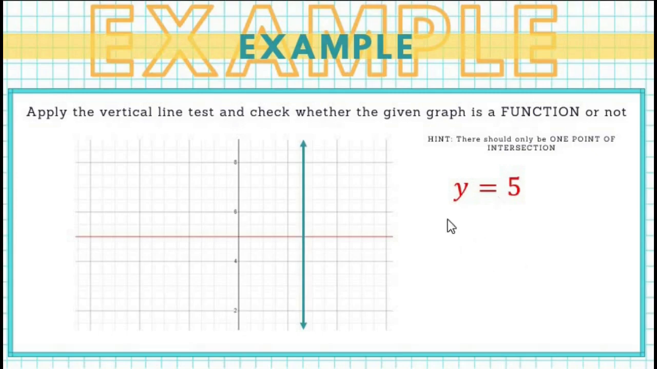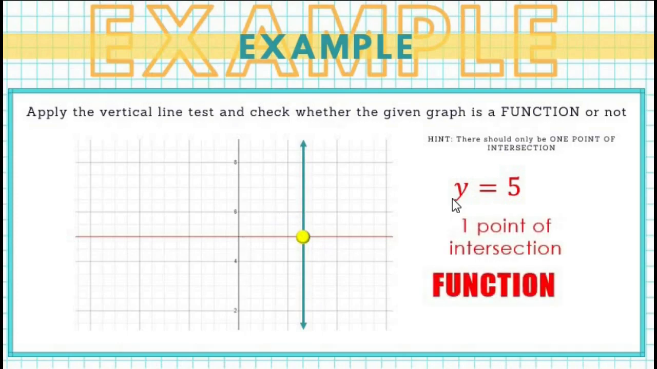So the graph of y equals 5 is the horizontal red line here, and my vertical test line is this vertical blue line. And if you notice, there's only one point of intersection. Hence, we can say that y equals 5, or this given graph, represents a function because there is only one point of intersection. So that is how easy you apply the vertical line test.